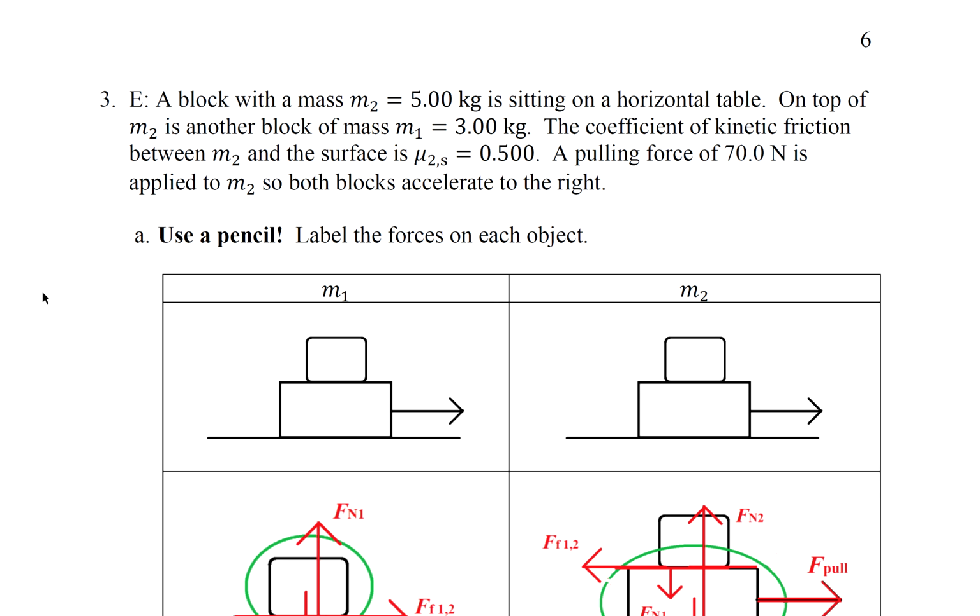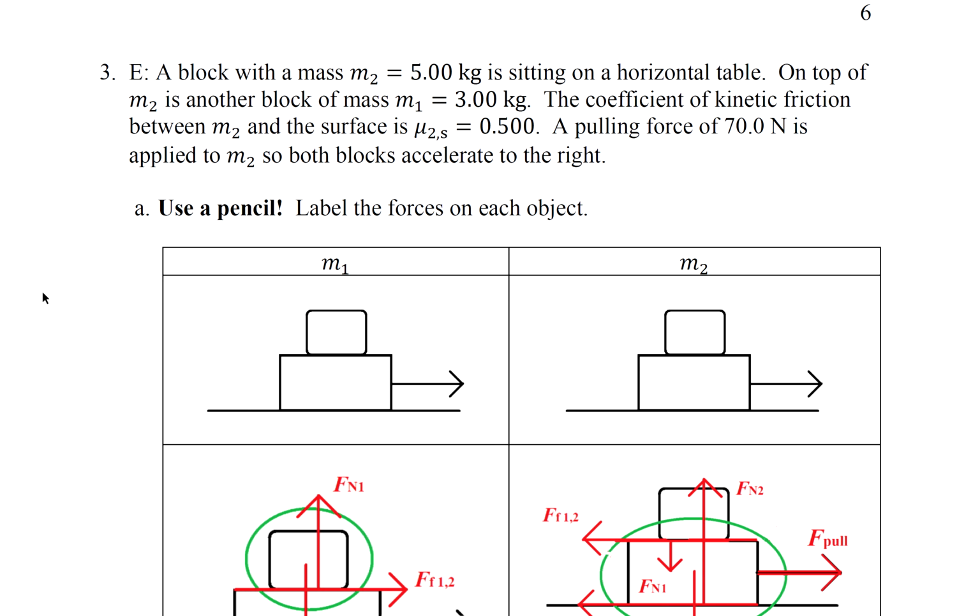Question 3. A block of mass m2 equals 5 kilograms is sitting on a horizontal table. On top of m2 is another block of mass m1 equals 3 kilograms. The coefficient of kinetic friction between m2 and the surface is 0.5. A pulling force of 70 newtons is applied to m2, so both blocks accelerate to the right.